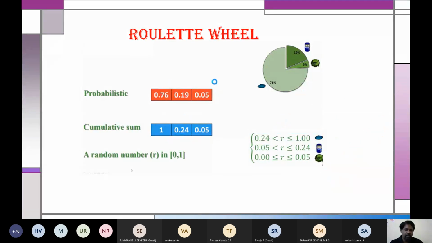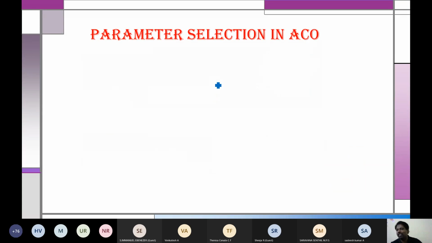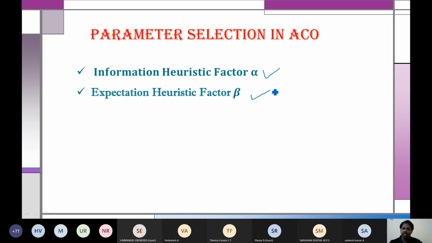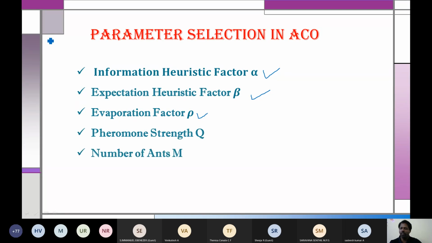And one thing, there are a lot of parameters in ACO. The heuristic information factor alpha is there, beta is there, the evaporation factor rho is there, and then pheromone strength Q and M, all such things are there. But alpha and beta you can decide from 1 to 10. That depends on the problem. Only when you run with different values can we see which one is better. But normally they give from 1 to 10.